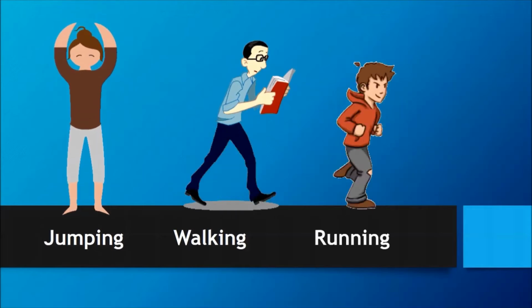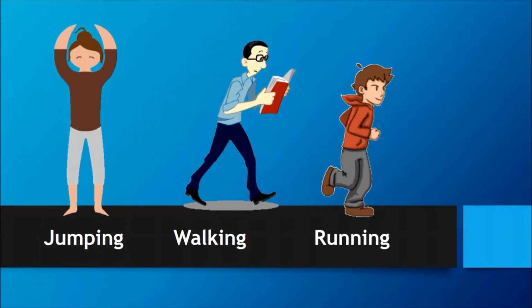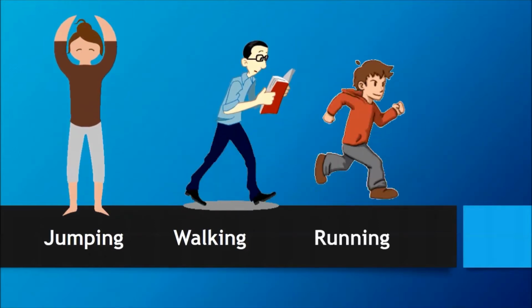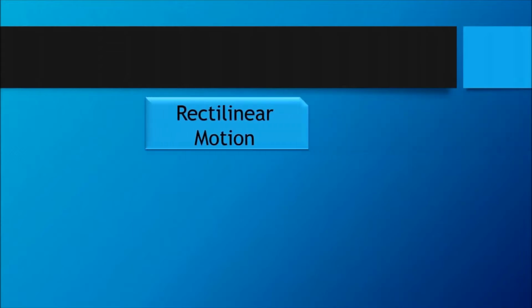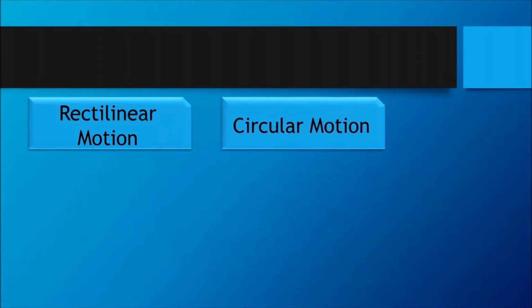What is common in these examples? A body or an object in motion moves from one place to another, that is, changes its position. Most of the times, motion is not simple. Motion can be along a straight line or path, or along a circular path.